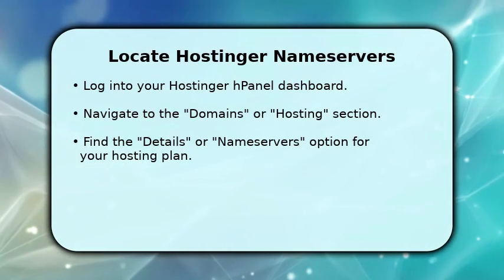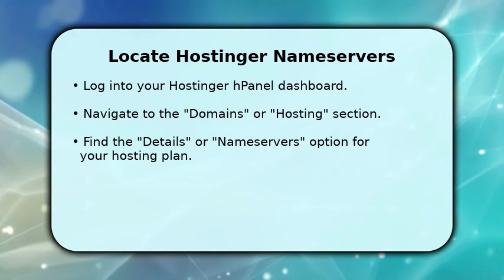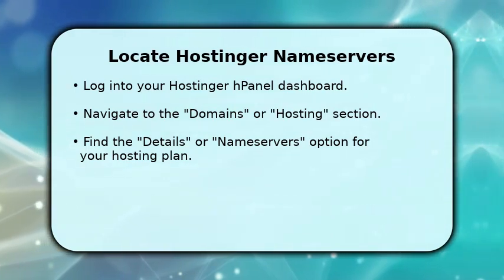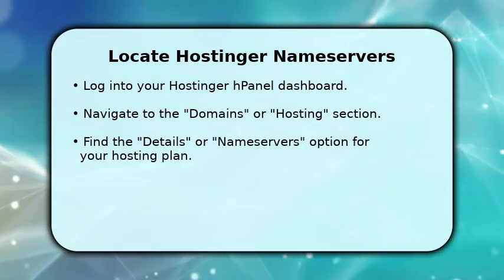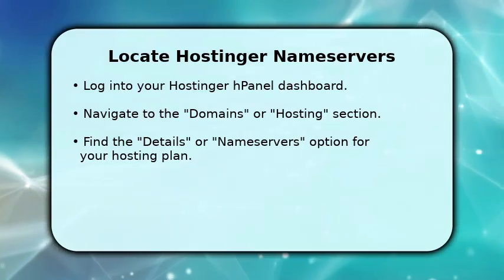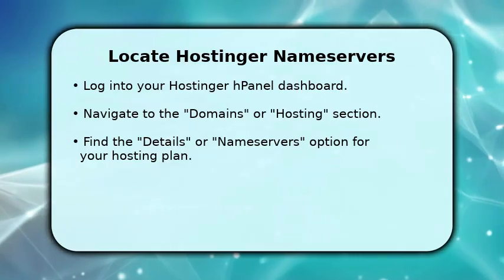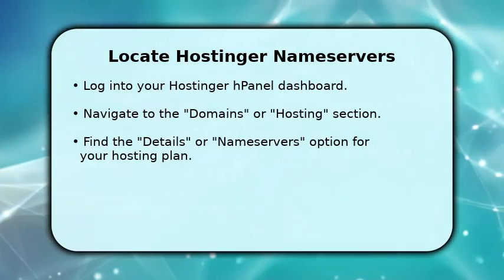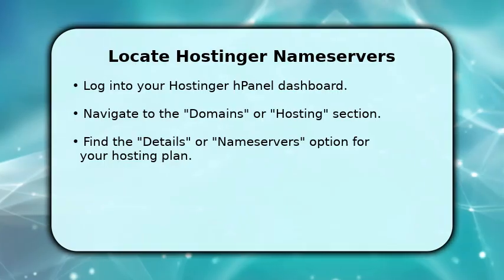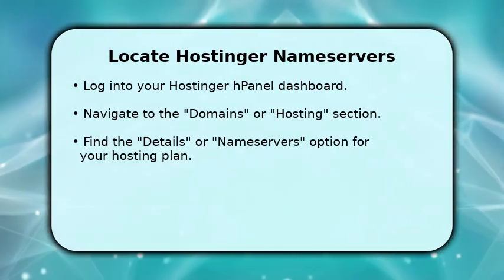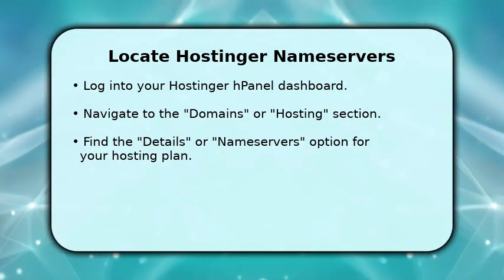To start, log into your Hostinger hPanel. Once inside, look for the Hosting section on the left sidebar and select your active hosting plan. Within your hosting details, you will find the specific name server information. Hostinger typically provides two distinct name server addresses, such as ns1.dns-parking.com and ns2.dns-parking.com. Make sure to accurately copy both of these addresses for the next step.